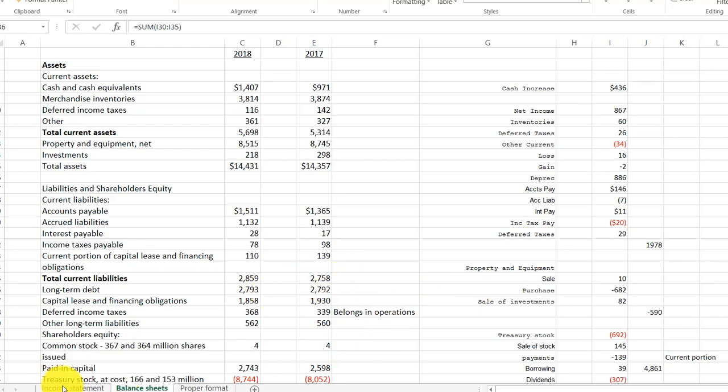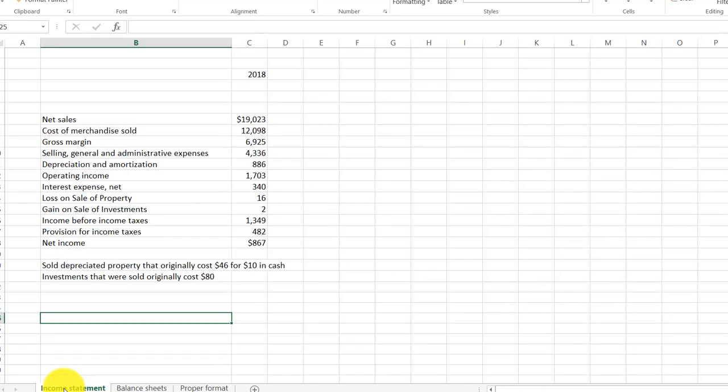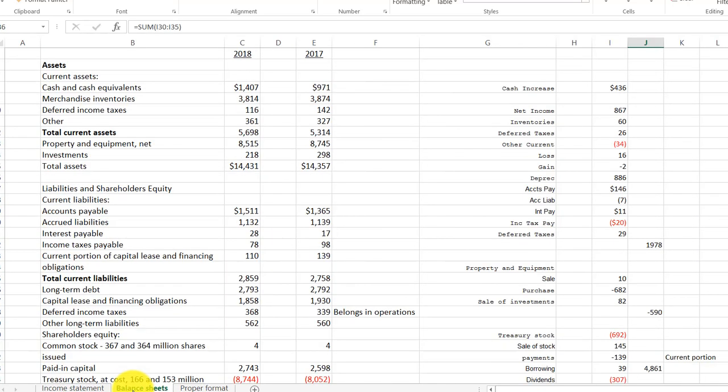So I have here the income statement and two balance sheets. That's what you need to work with. Generally I set it up in an Excel spreadsheet. The first thing we want to calculate is how much cash increased. That's 436. So that's our goal, to explain that.